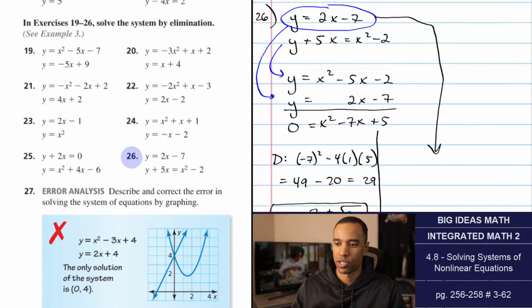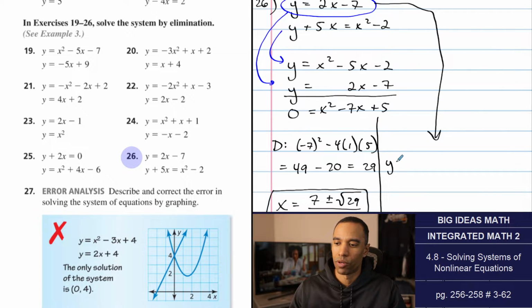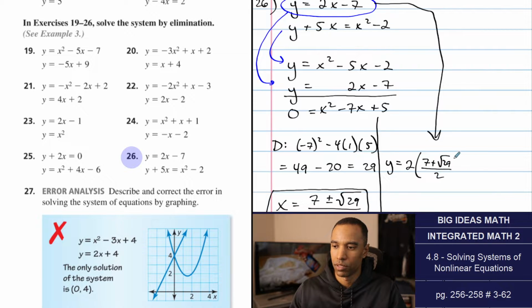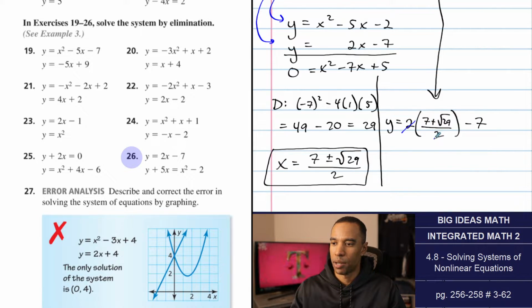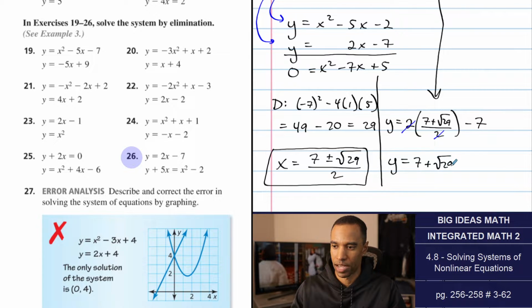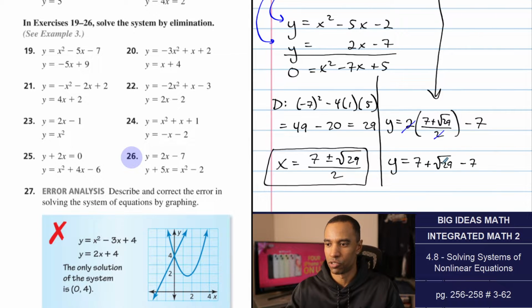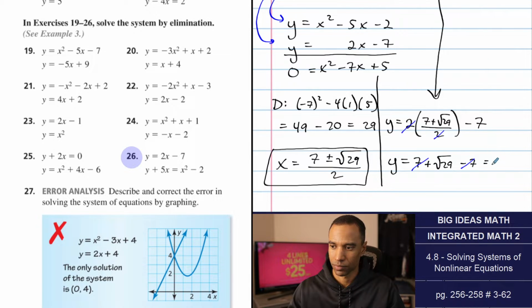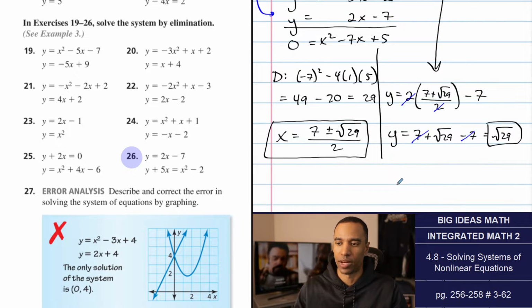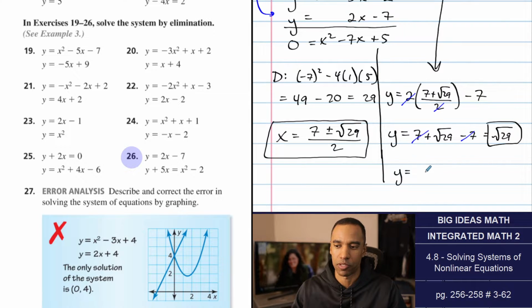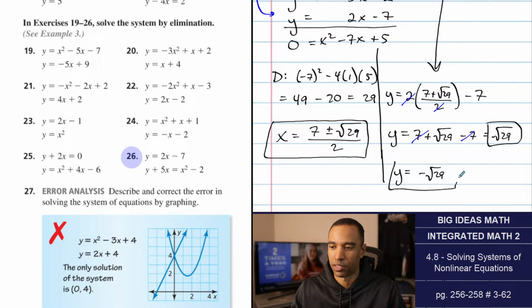I'm going to kind of break this off, section it. All right. y equals 2 times, we'll do 7 plus root 29 over 2. And then there's still a minus 7. 2 divided by 2 is 1. Boom, they're gone. Now you have y equals 7 plus root 29 minus 7. 7 minus 7 is gone, and you're left with root 29. That's when you plug in 7 plus root 29. For 7 minus root 29, and guys, it's the exact opposite. The other one is going to be negative root 29 for the other guy.